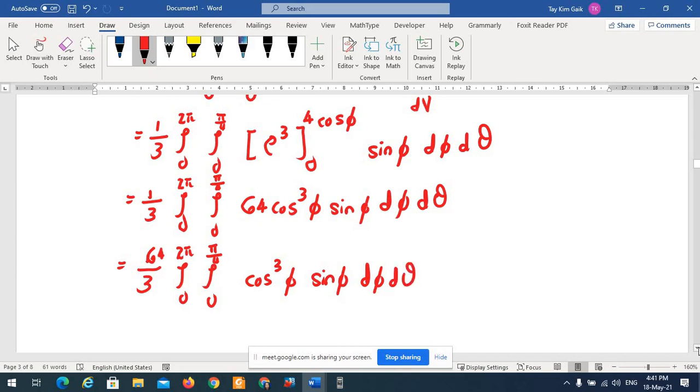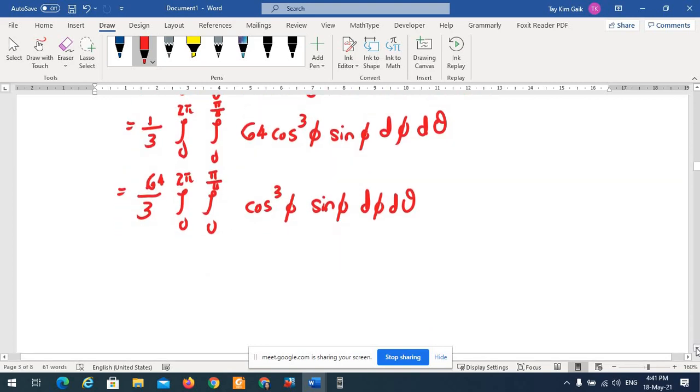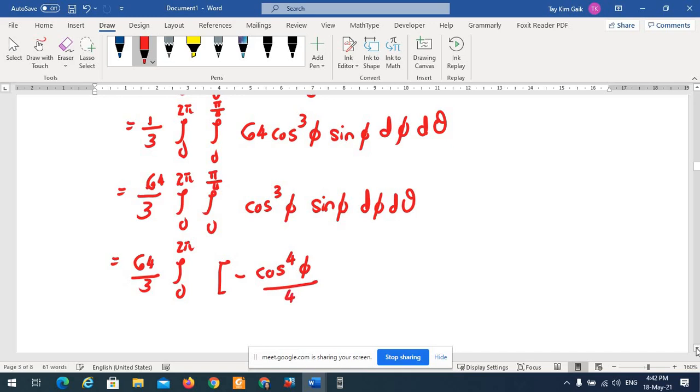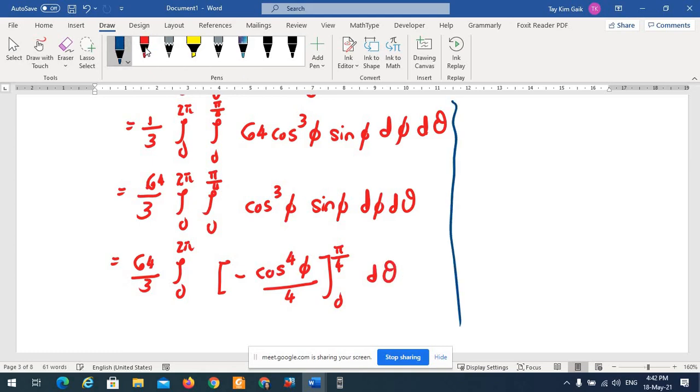You may use a calculator or integrate manually. You can use a calculator or the substitution technique to integrate. This one you should get 64 over 3, 0 to 2 pi, integrate cos cubed phi sin phi. You should have negative cos power 4 phi divided by 4, from 0 to pi over 4, d theta, which we obtain using the substitution technique.